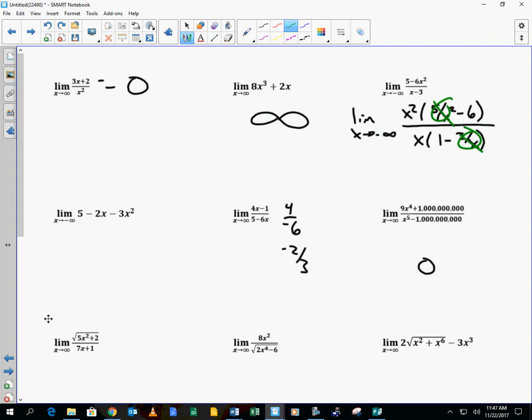And so you end up with the x squared over the x. One of the x's divide out, right? So this goes away. You're left with x to the first. So we have negative 6 in the numerator times a very large negative number divided by what's in the denominator? 1. And you get infinity.